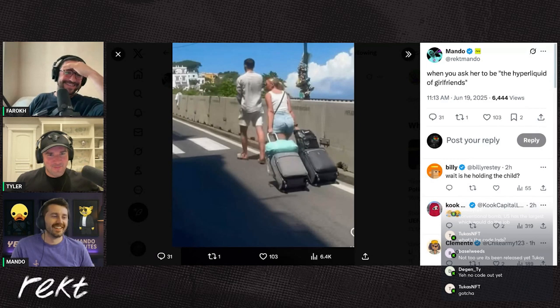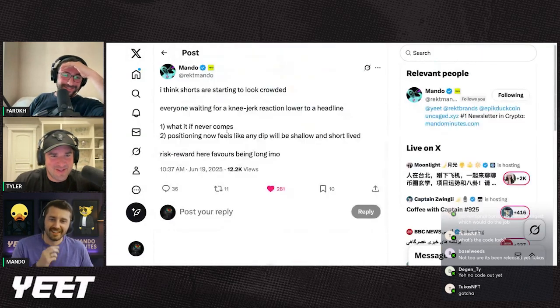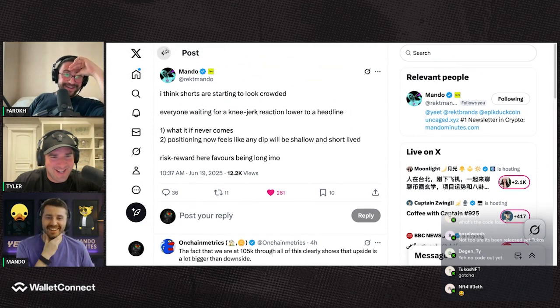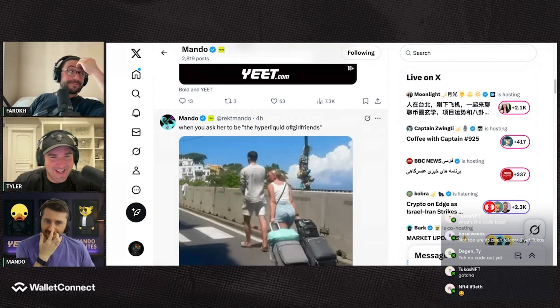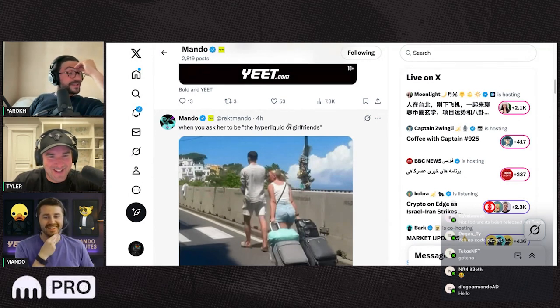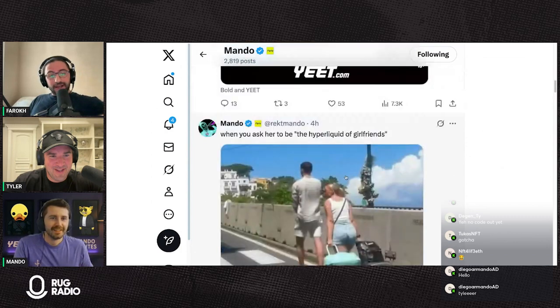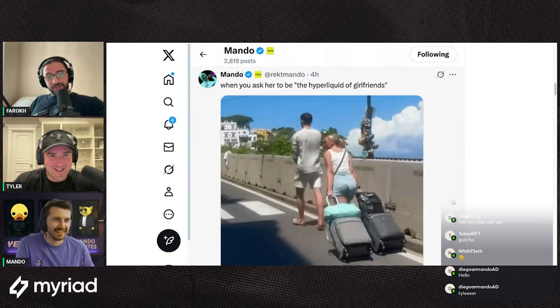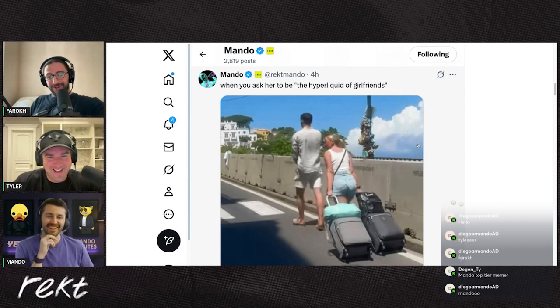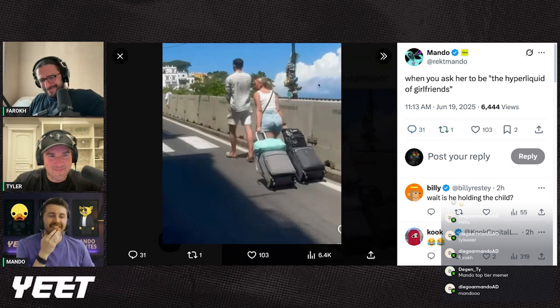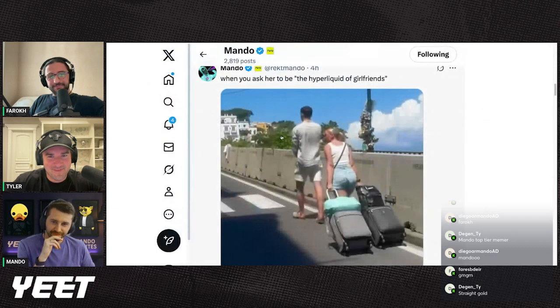It's so stupid. I was trying to get to his tweet about the shorts. Let's let our listeners know what we were just looking at. It's a tweet. With Mando, he'll tweet something serious about the markets, and then he'll tweet this: a girl carrying all the luggage while the husband walks in front of her doing nothing. And he goes, "When you ask her to be the Hyperliquid of girlfriends." Incredible tweet, A+. Oh my god, man!